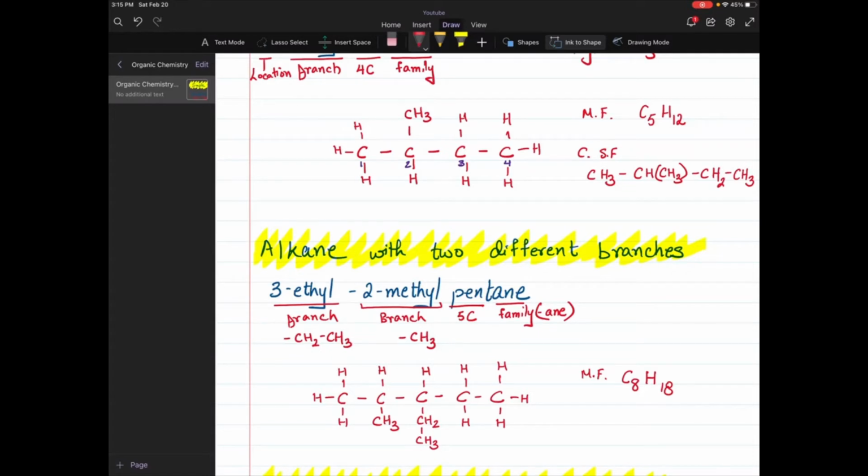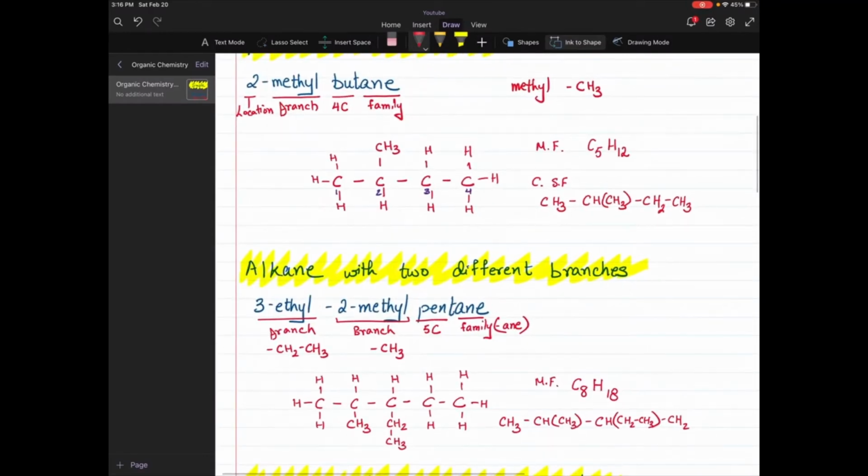Drawing it or writing it down in a condensed form becomes a little more complex, but we can still do that. We have a CH3. The first carbon has 3 hydrogens. Second is CH bracket CH3. And then the third carbon is a CH bracket CH2 CH3. And then the fourth one we have is CH2. And then the last one we have is the CH3. Right, so we have a condensed structural formula as well.